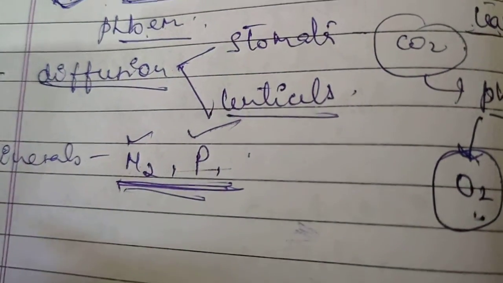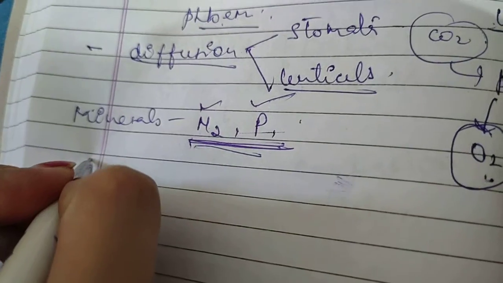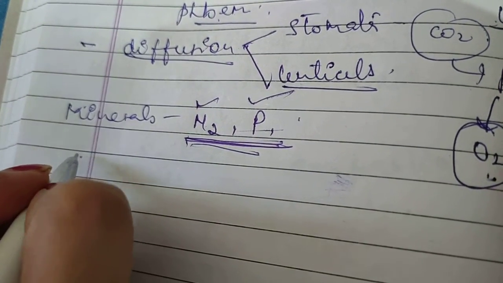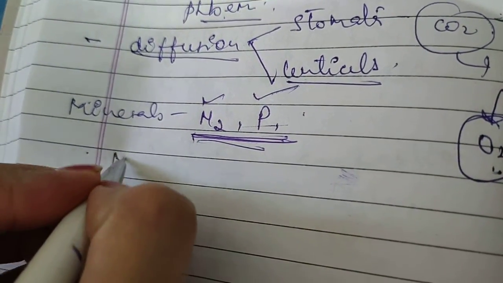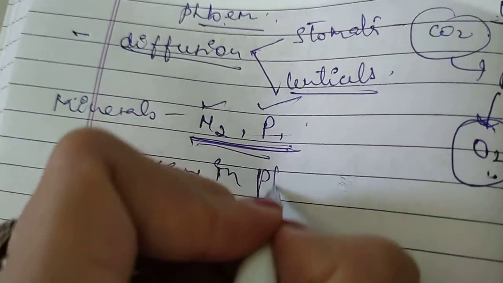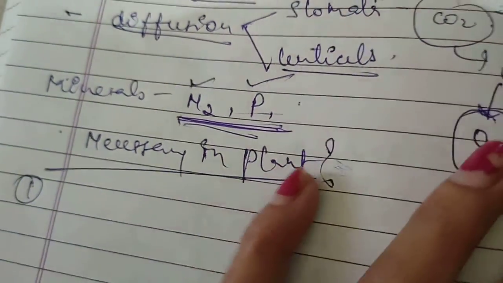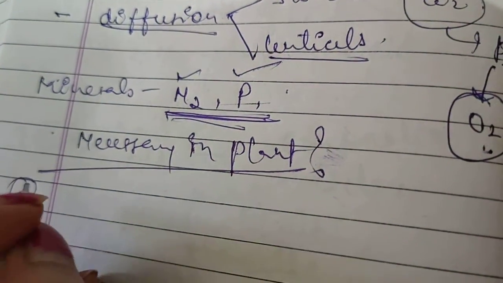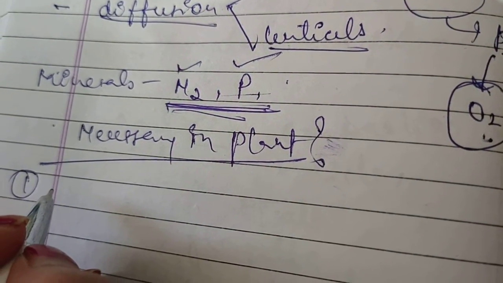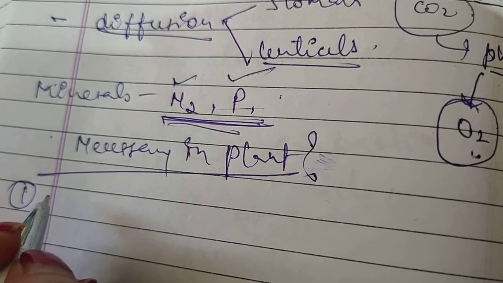So if I ask why the transportation system is necessary in plants, what should be the answer? The first reason is that it is the soil in which the water and mineral remain present, hence they could be absorbed easily.